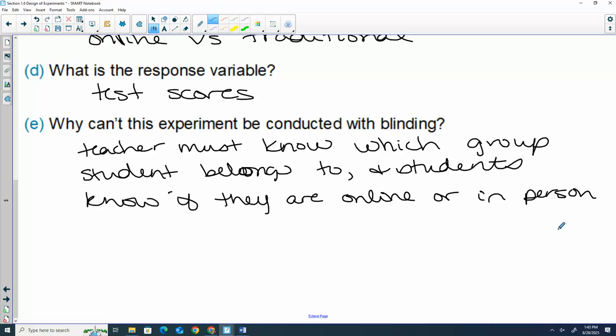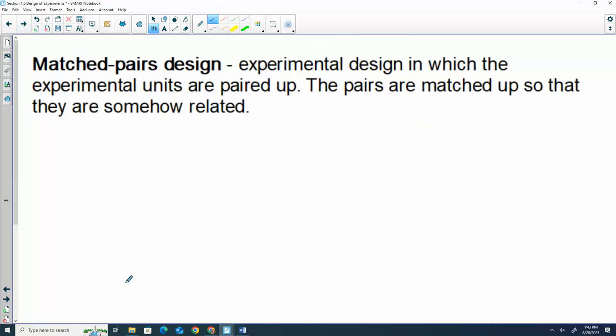Any questions there? We're going to write down one more definition, and then actually the rest of the definitions on this page we aren't going to cover. So the last one that we really need to worry about is matched pairs. A matched pair design is when somehow we take related things and pair them up.